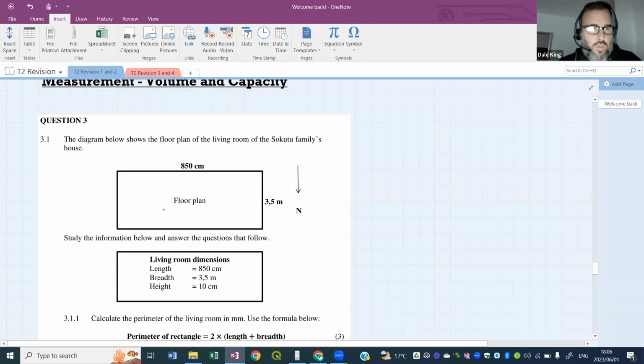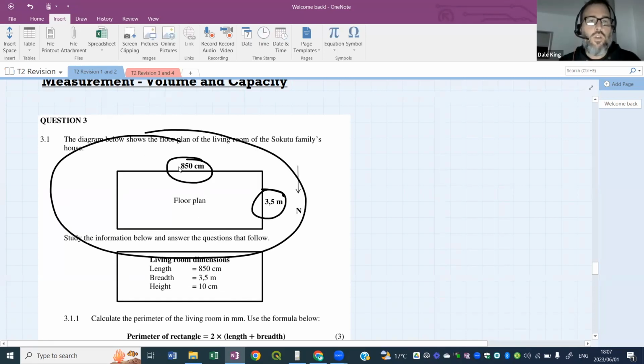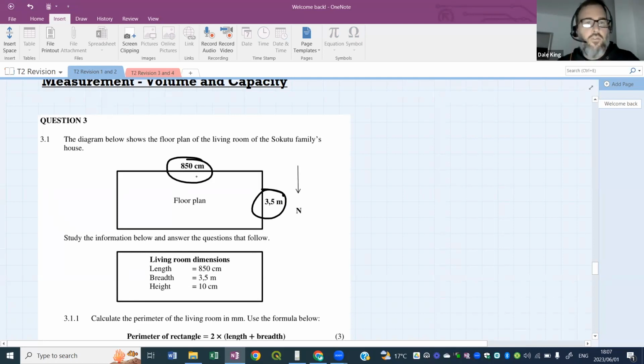We've got a rectangular floor plan, and then it says study the information below and answer the questions that follow. The dimensions of the room are given there. We've got 2 dimensions already on our diagram, a breadth and a length. But the 3rd dimension they mention down here, height, we can't see, because this top diagram is a 2-dimensional image looking down from the roof onto the floor. So we can't see the height of the walls, but they are telling us there is a height. Let's keep that in mind.